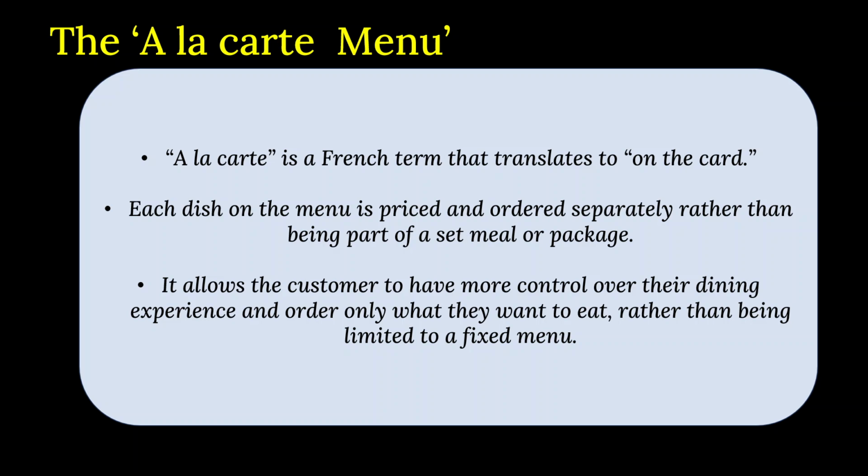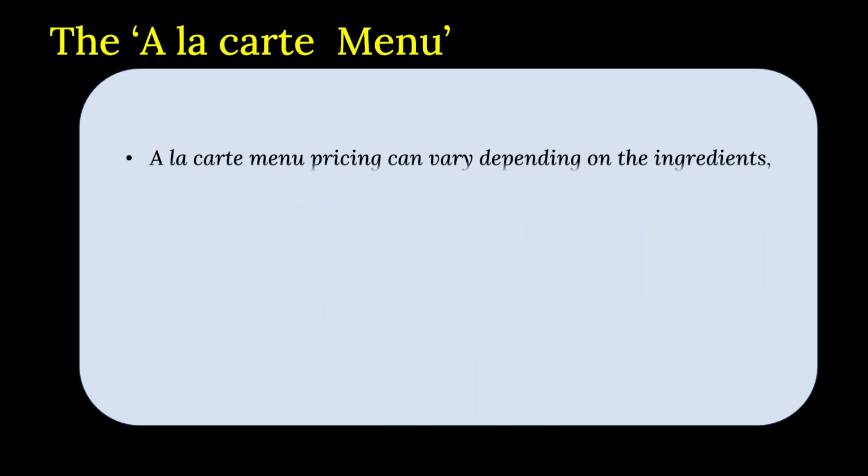So that is a la carte, and the other one we have discussed is table d'hote. A la carte menu pricing can vary depending on the ingredients you are using, the preparation style, and the presentation of each dish. So depending on these factors, the price will vary. It does not mean that in one establishment it has a price like this and in another establishment a different price. That is because of the variation in these factors.